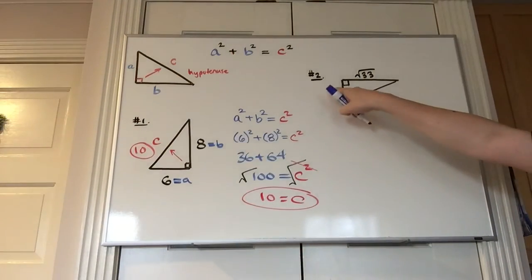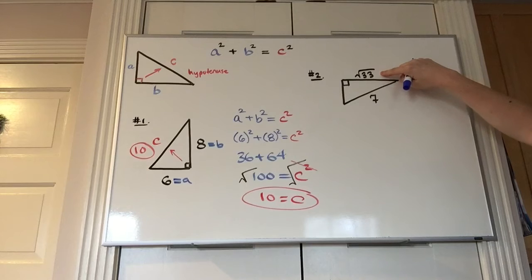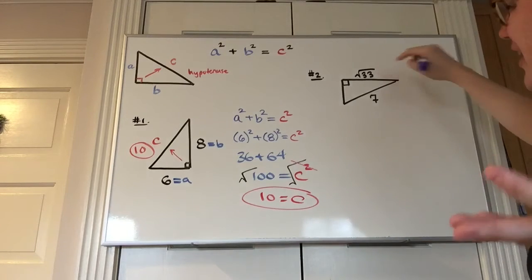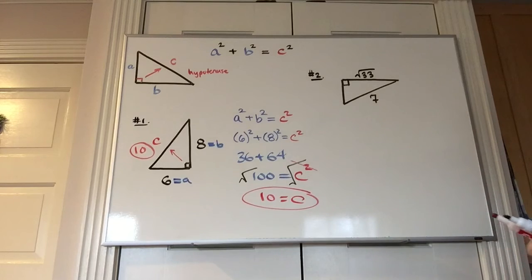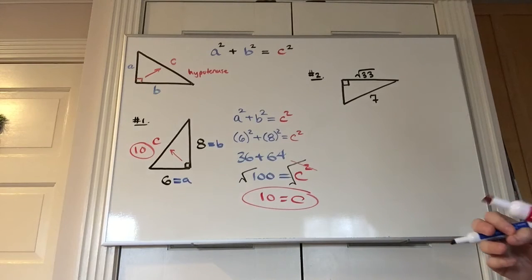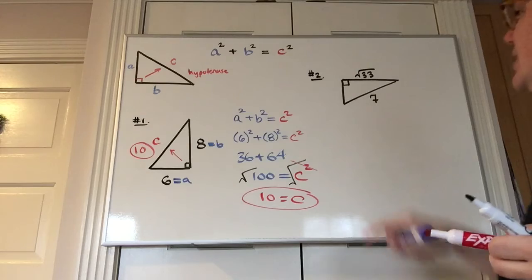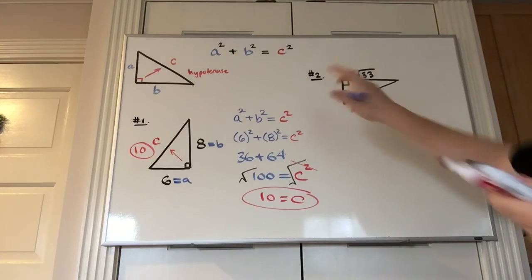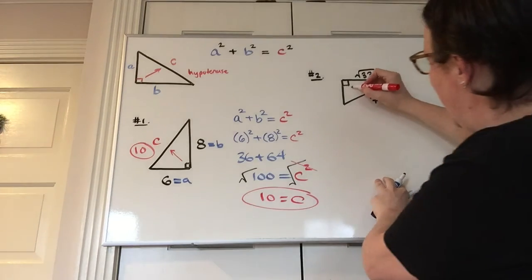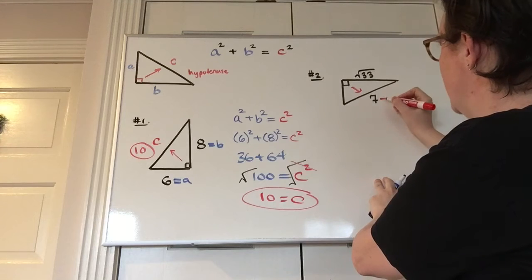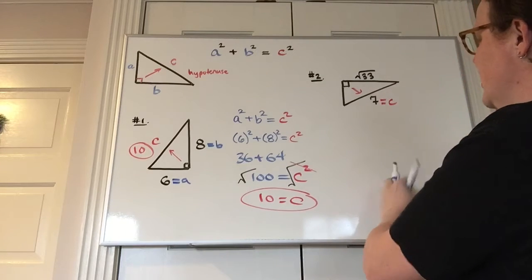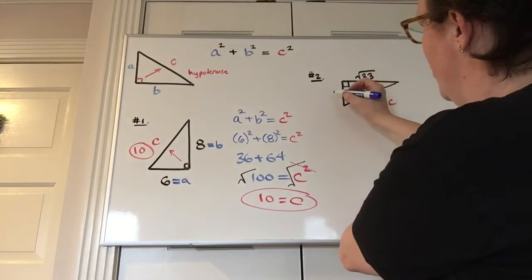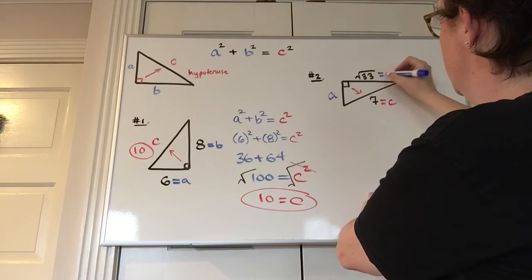Like in this triangle right here, I have a missing side. One side is equal to the square root of 33, which is like, I don't know, 5 point something. And this side is equal to 7. If I'm trying to find the missing side here, one thing to notice is that the missing side is a leg. The hypotenuse, C, is actually known. The thing that's missing is either A or B. So I'm going to call this side A, and I'm going to call this side B.